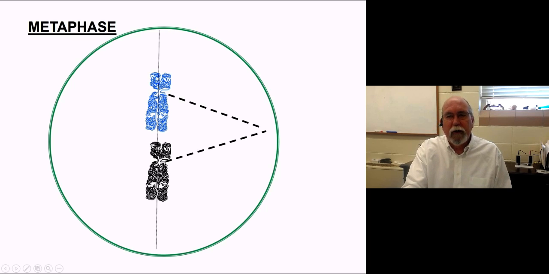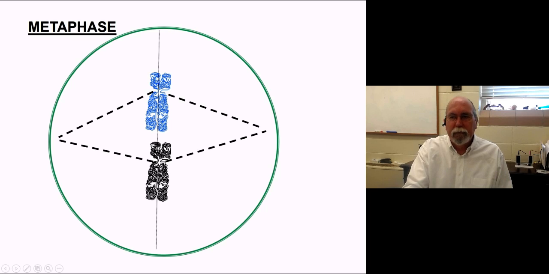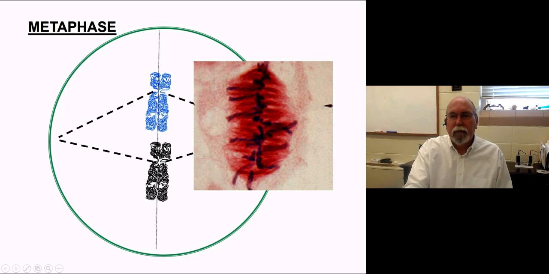The spindle fibers attach to the centromeres from both sides. And we now have everything lined up in what we call metaphase. So our cells would look something like this, with all of our chromosomes sort of lined up down the middle and little connecting rods, little bungee cords going off to each side.